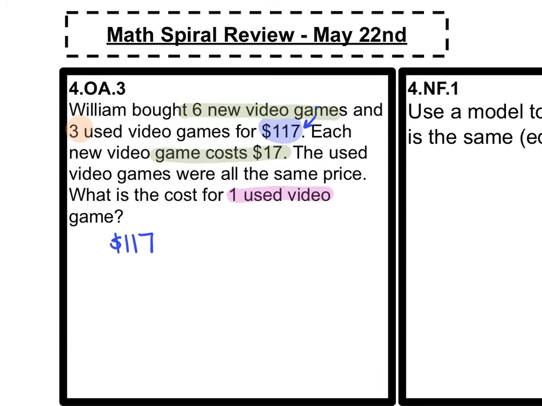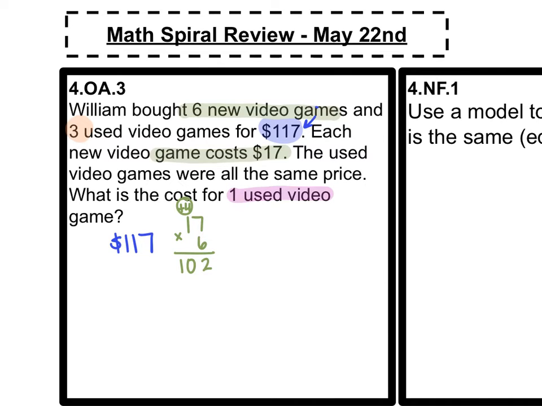Then what I'm going to do is figure out how much he paid in total for the 6 new video games, because I need to know the used price, not the new price. So I'm going to take 17 and multiply by 6 so I can figure that out. So 6 times 7 is 42. Put down the 2, regroup the 4. 6 times 1 is 6 plus 4 is 10.